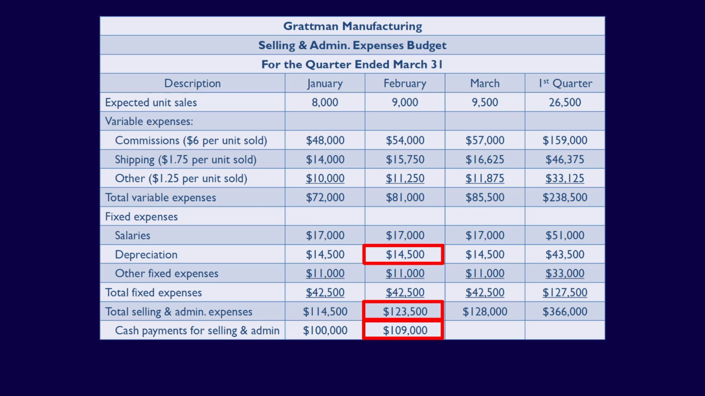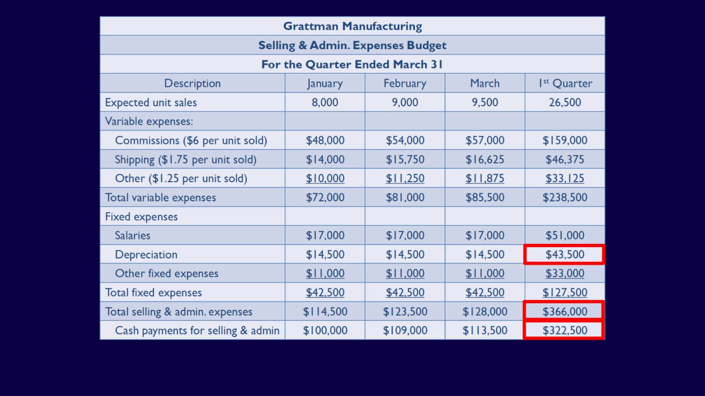February, $123,500 minus $14,500 is equal to $109,000 cash payment for February. March, $128,000 minus $14,500 is equal to $113,500 cash payment for March. And finally, $366,000 minus $43,500 of depreciation is equal to $322,500, which is the total cash payment for selling and admin for the quarter.